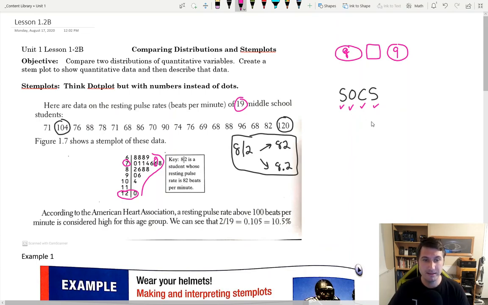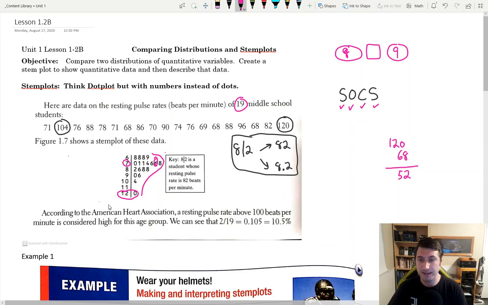Right now, one of the main things we have is range. So what is the range of this data? Well, the lowest point is 68, and the highest is 120. And so we can subtract those out, and you would get 52. So we have a spread, or a range, of 52 beats per minute.